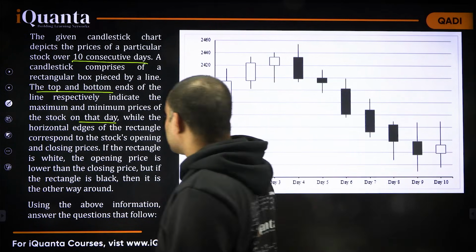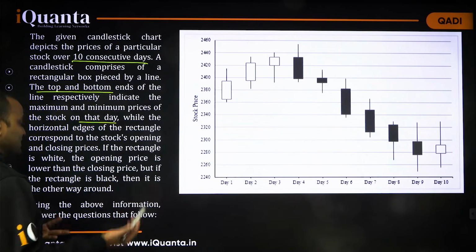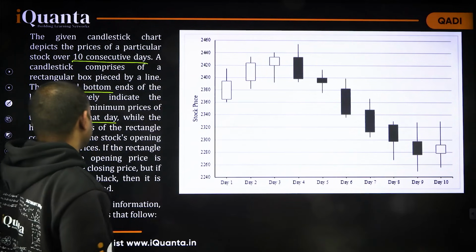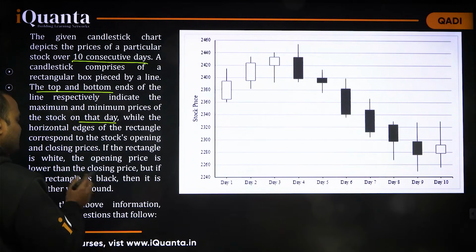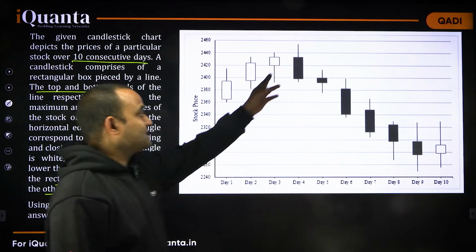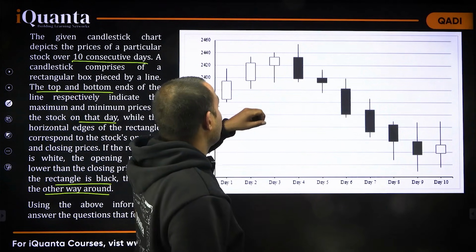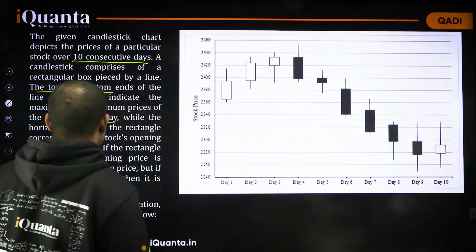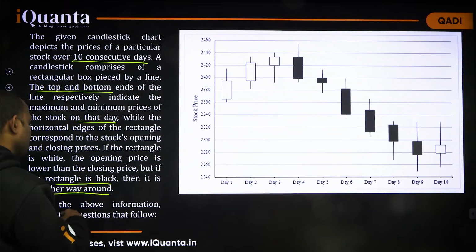If the rectangle is white, the opening price is lower than the closing price, the usual thing: below opening, above closing. But if it's black, then it is the other way around. Meaning in a black candlestick, the opening price will be higher than the closing price. Using the above information, answer the questions that follow.